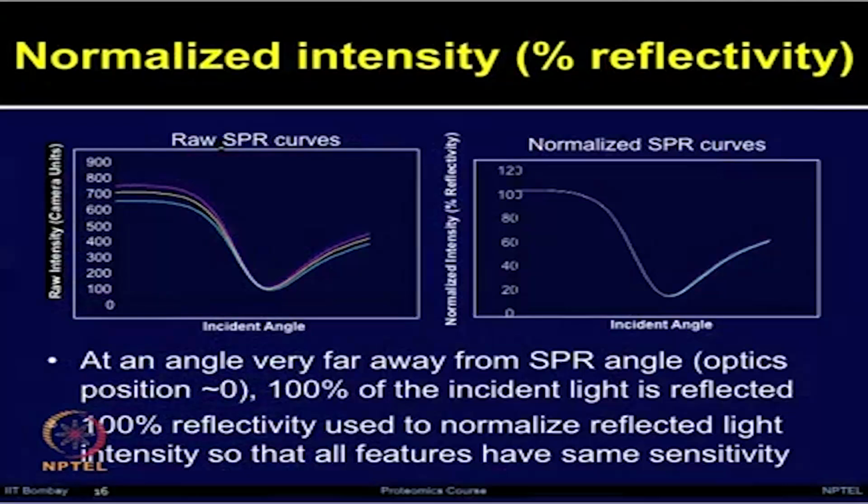Now, the next important aspect is the normalized intensity or percentage reflectivity. So, the left image is showing you the raw SPR curves and the right image is showing the normalized SPR curves. At an angle which is very far away from the SPR angle, the optics position will be at 0, and 100% of the incident light is reflected. Now, the 100% reflectivity can be used for the normalization. It can be used to normalize the reflected light intensity, so that all the features have similar intensity.